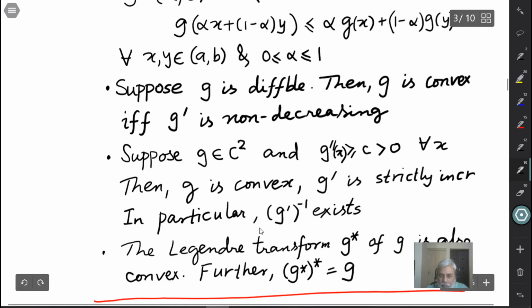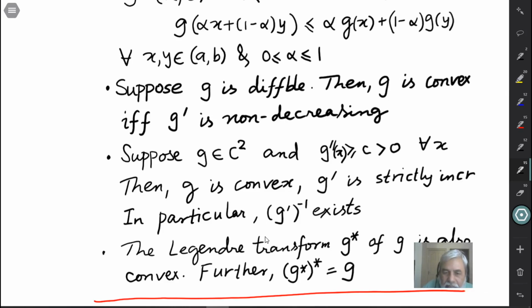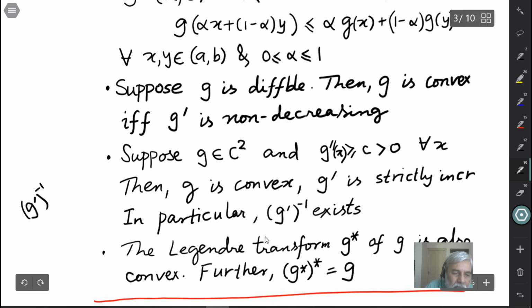So in particular, this functional inverse exists. So this is the functional inverse: (g')^(-1) composed with g' is the identity, on their respective domains. I am not writing that domain equality in that sense.